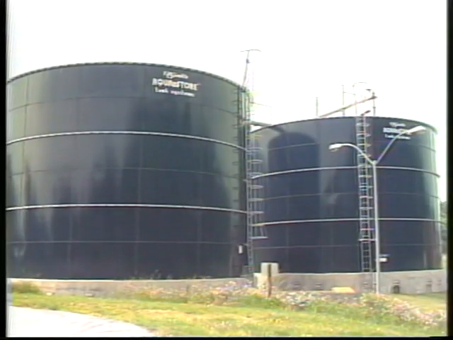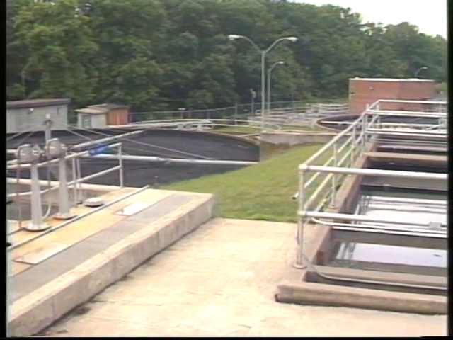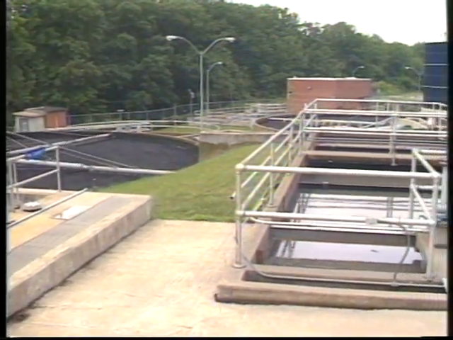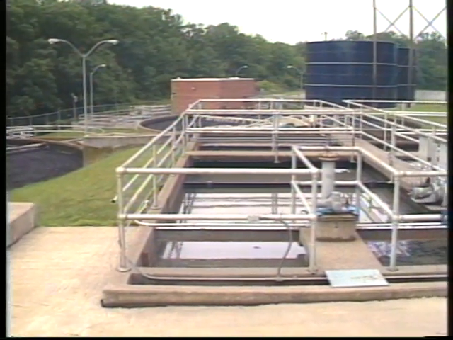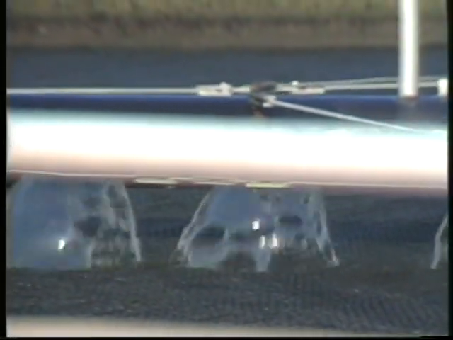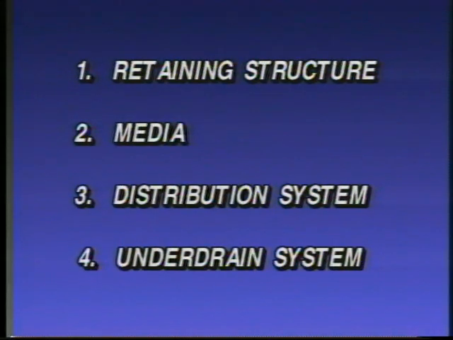In some cases, trickling filters and rotating biological contactors are designed to remove ammonia from the wastewater. In treatment facilities that are designed for ammonia removal, trickling filters or RBCs may be operated in series with another biological treatment unit. Taking a closer look at the trickling filter, we find that it is comprised of four major components: the retaining structure, the media, the distribution system, the underdrain system.